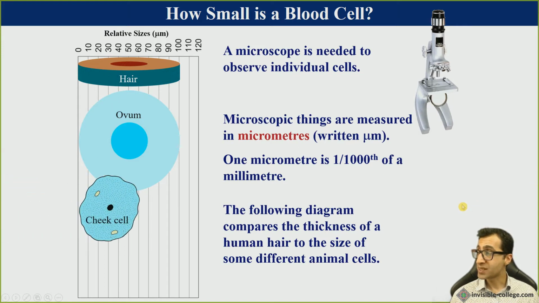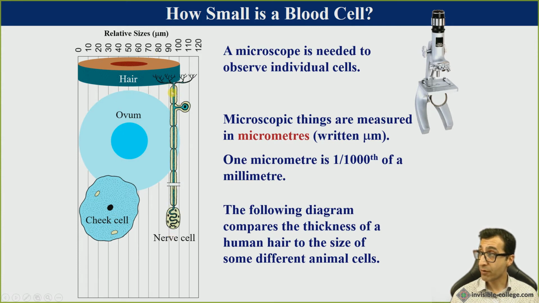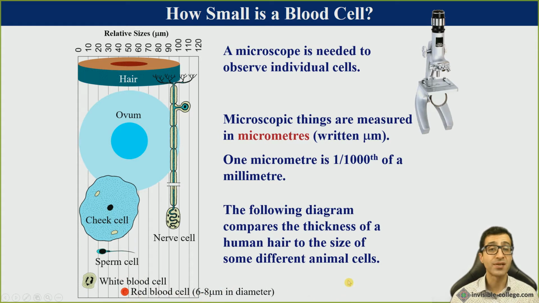And then we have cheek cells, which are smaller, and nerve cells, which, although they can be very, very long, are rather narrow in terms of the size of their cell bodies or their axon diameters, for example. We also have sperm cells, which are smaller still. We have white blood cells and red blood cells. Now, red blood cells are on the order of 6 to 8 micrometers in diameter. So this shows that there's actually quite a range of sizes of cells found in the human body.